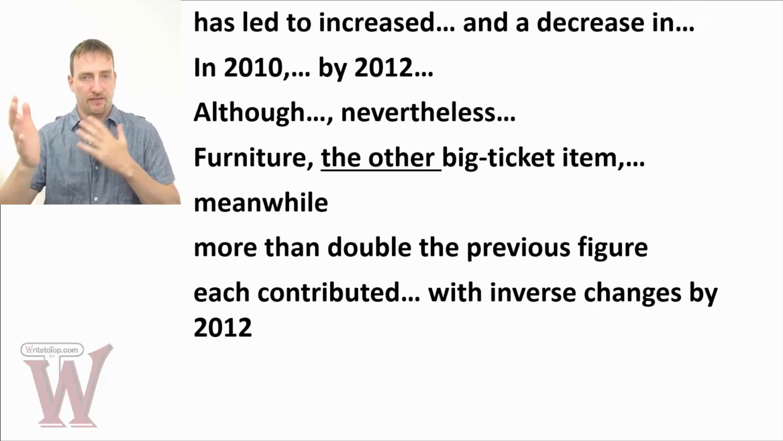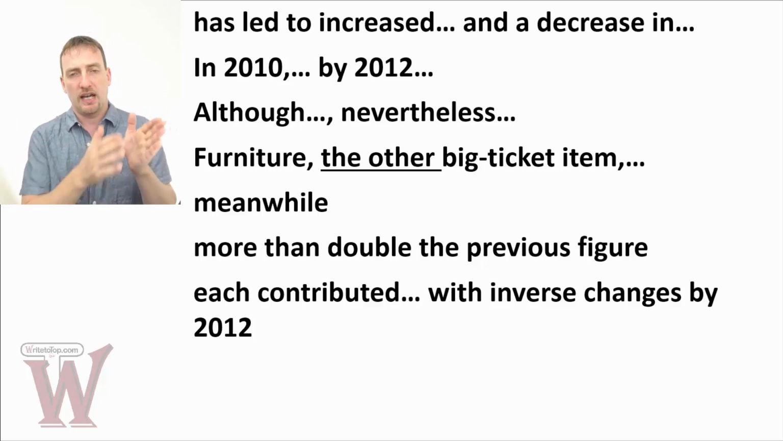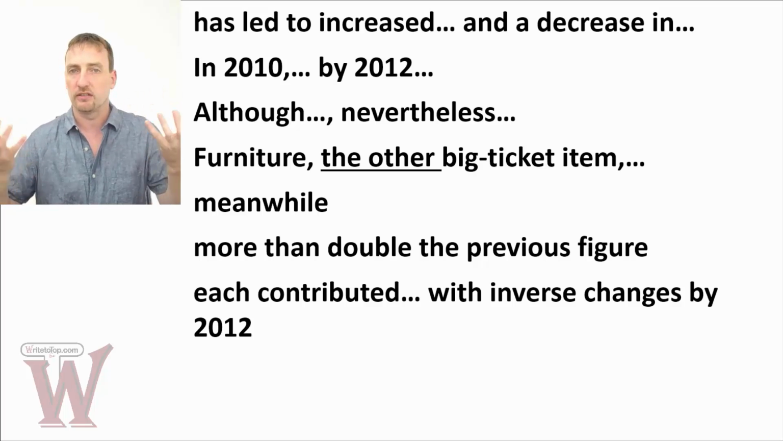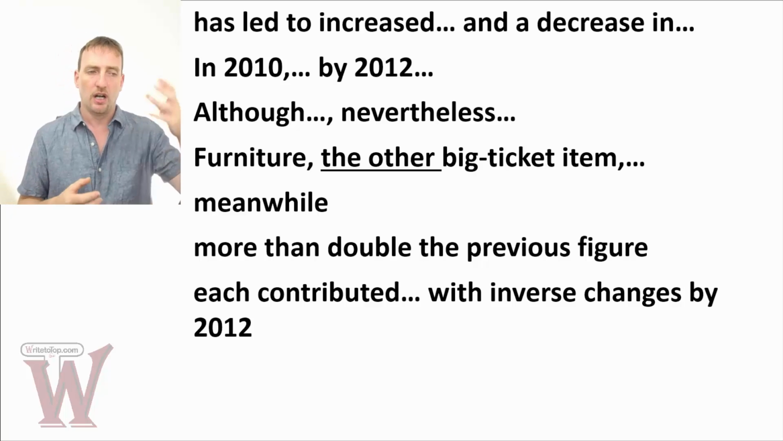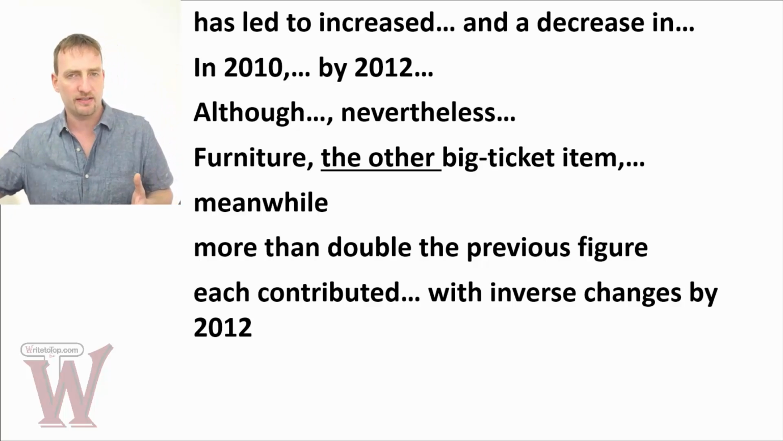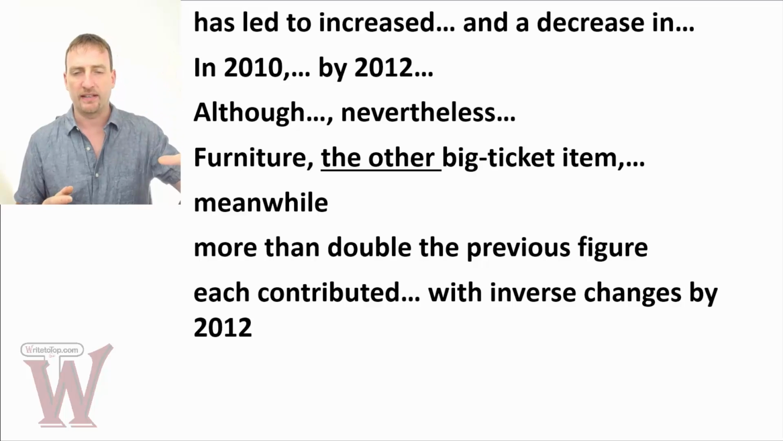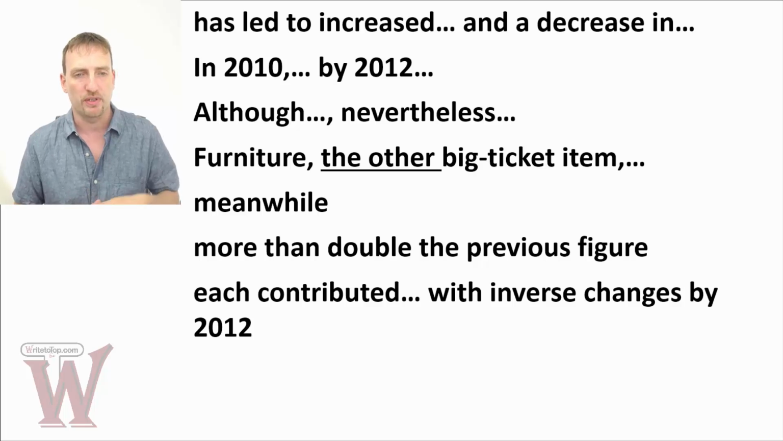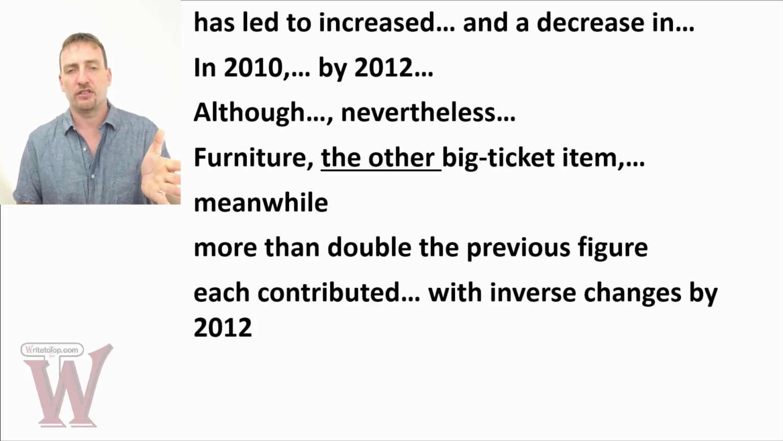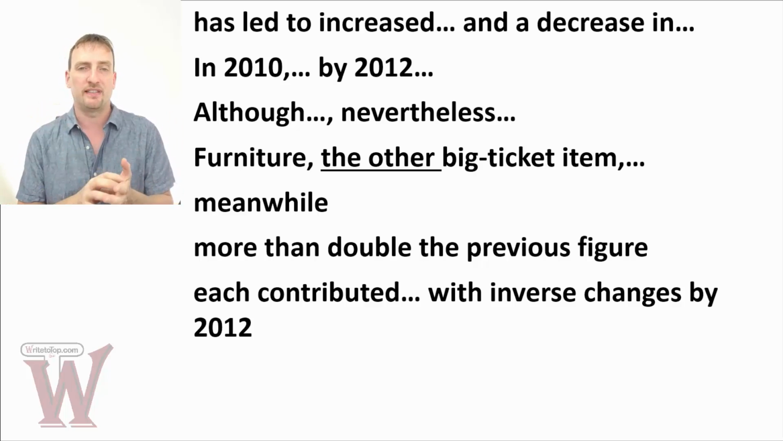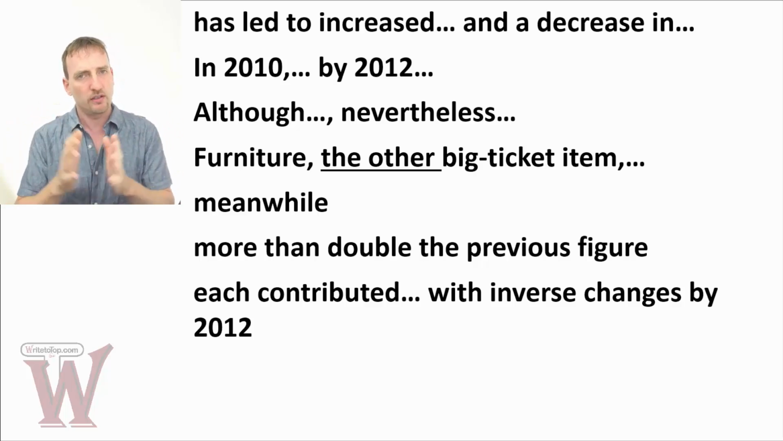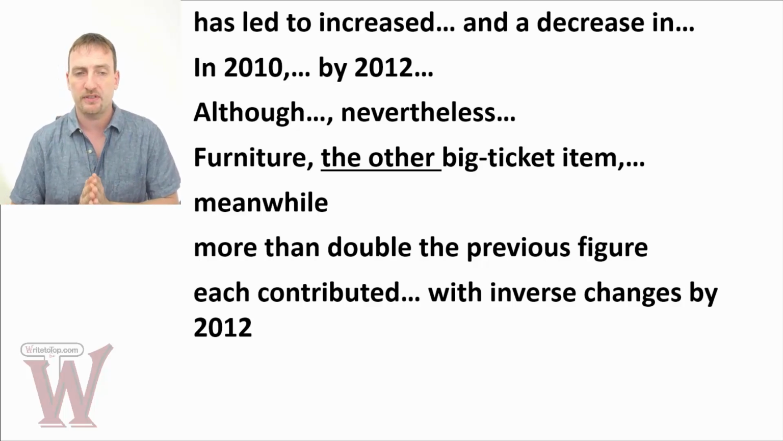Okay, a few of the words I use to show the changes has led to increased in something and a decrease in something. So increase, decrease, contrast. In 2010 this happened, by 2012 this happened. Although this was that, nevertheless that. So although electronics remained the highest, nevertheless it had the biggest drop. Furniture, and again, nevertheless is not for contrasting, it's for emphasis. Furniture, the other big ticket item. So I'm using this expression to group my two big ticket items.